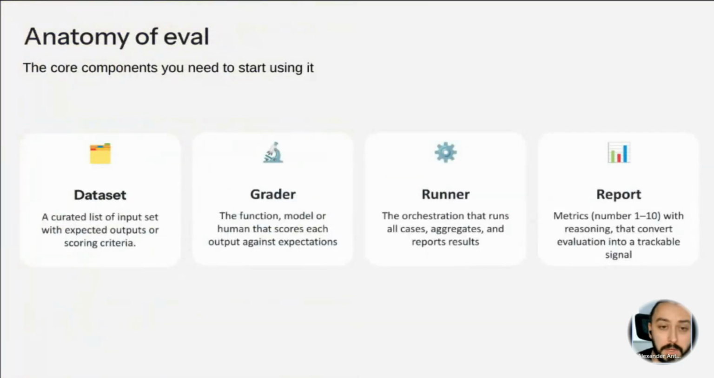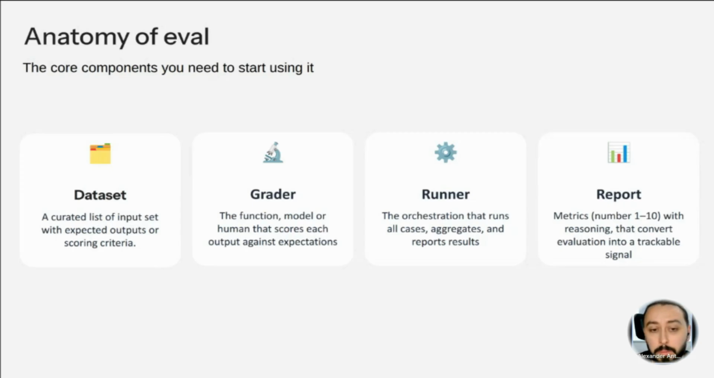So as long as we understand why it's good enough and why it's useful for your teams and your products, let's discuss what is under the hood, what core components you need to create a pipeline. The first of them, and the most important, is the dataset. It is a curated list of input sets, your test cases, with expected output or scoring criteria. You should understand what exactly you're testing.